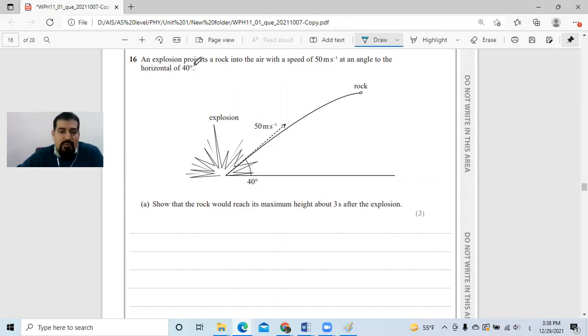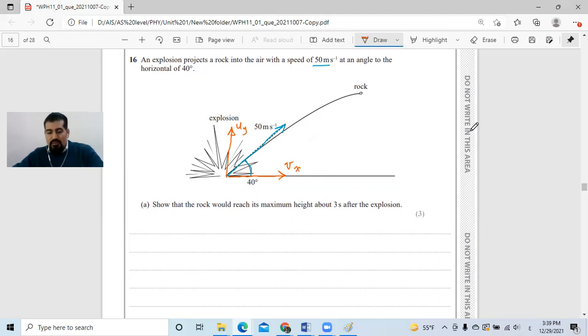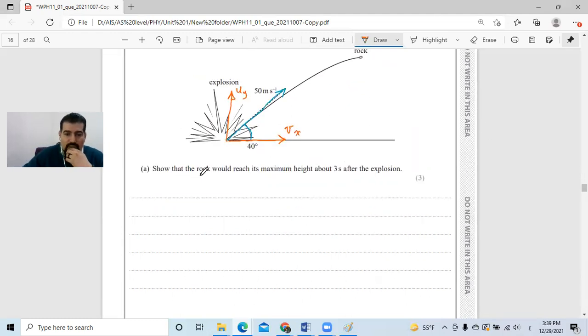An explosion projects a rock into the air with a speed of 50 meters per second at an angle to the horizontal of 40 degrees. So we have an initial speed with an angle of 40 degrees, and this initial speed has both horizontal and vertical components, Ux and Uy. They ask: show that the rock would reach a maximum height about 3 seconds after the explosion.